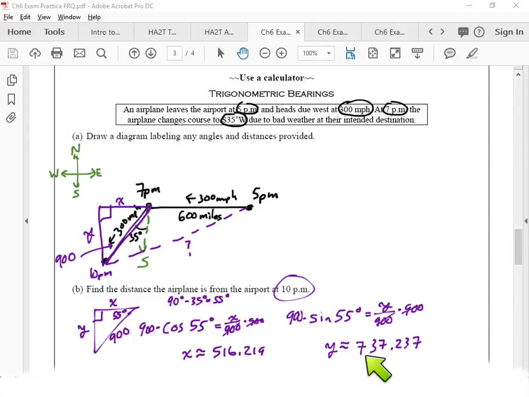Now x and y, this is not my answer. Did I answer my question? It says find the distance the airplane is from the airport. Nope. I gotta find the distance right here. So we gotta use these two numbers to do our Pythagorean theorem.